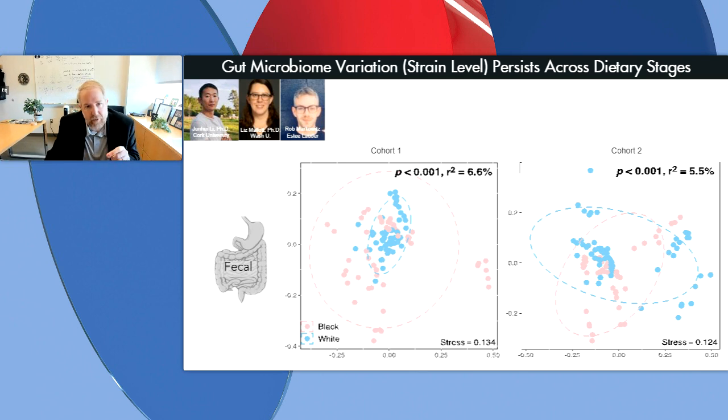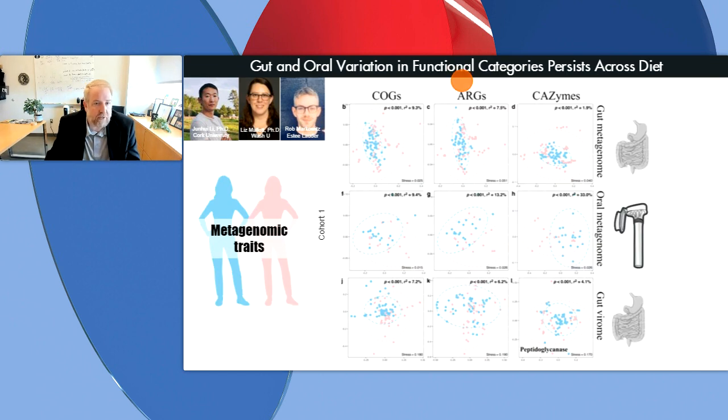And because we did metagenomics, we not only looked at the strain level, but we could also look at metagenomic functional categories in the gut and oral microbiome communities. And those categories are shown as COGs, which are clusters of orthologous genes in the gut microbiome, ARGs, or antibiotic resistance gene profiles, and then carbohydrate digestive enzymes, or CAZymes. And we looked at this across the gut metagenome, the oral metagenome, and then the gut virome. And as you can see, there are a number of structural differences in these functional categories that persist across the study. COGs are different across all these sites that we sampled. ARGs, or antibiotic resistance genes, are different across all the body sites that we sampled, and CAZymes are as well.